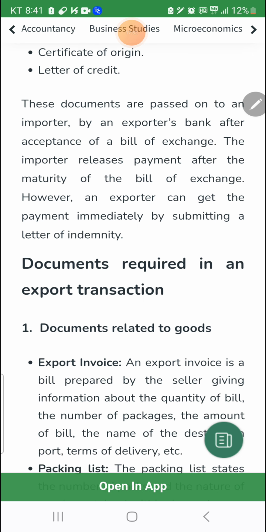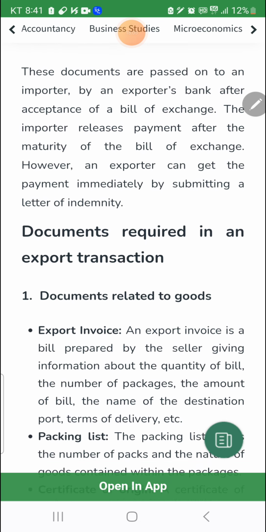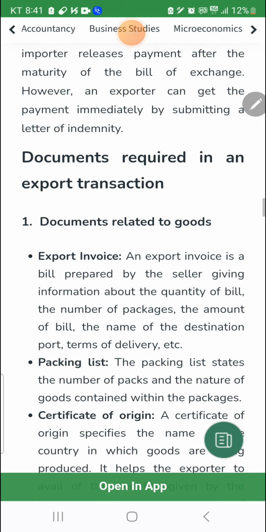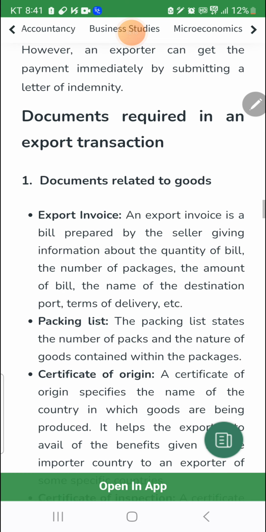However, the exporter can get the payment immediately by submitting a letter of indemnity. A bill of exchange is made by the importer, but he can claim the money by submitting a letter of indemnity, right? Indemnity. Documents required in an export transaction.